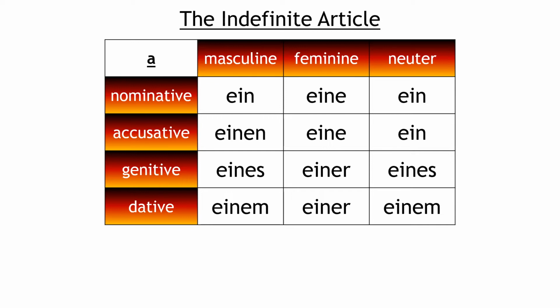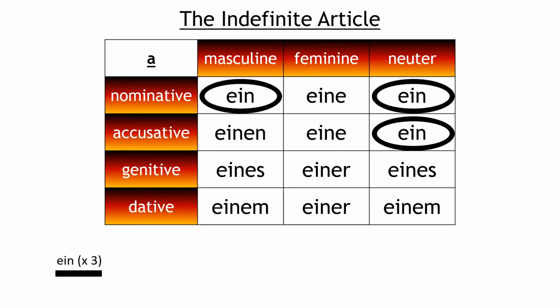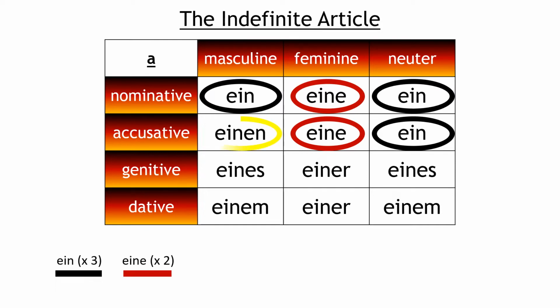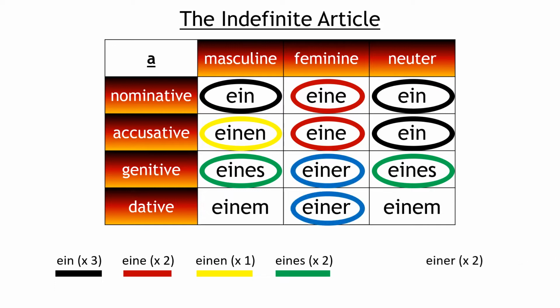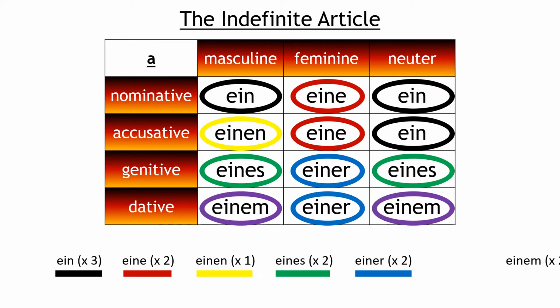Now let's highlight these. The word ein appears 3 times. The word eine appears twice. The word einen appears just once. The word eines appears twice. The word einer also appears twice. And finally, einem appears twice.